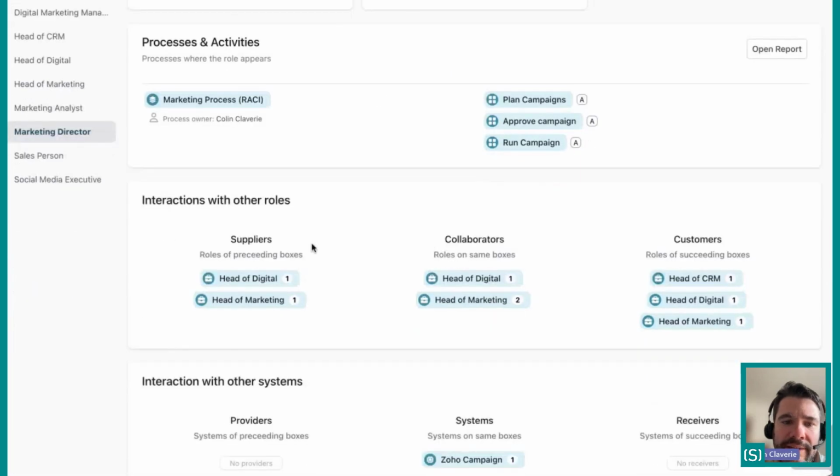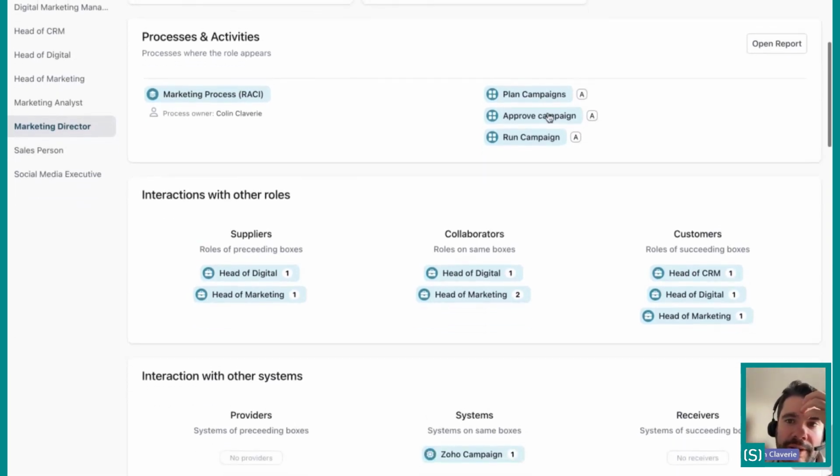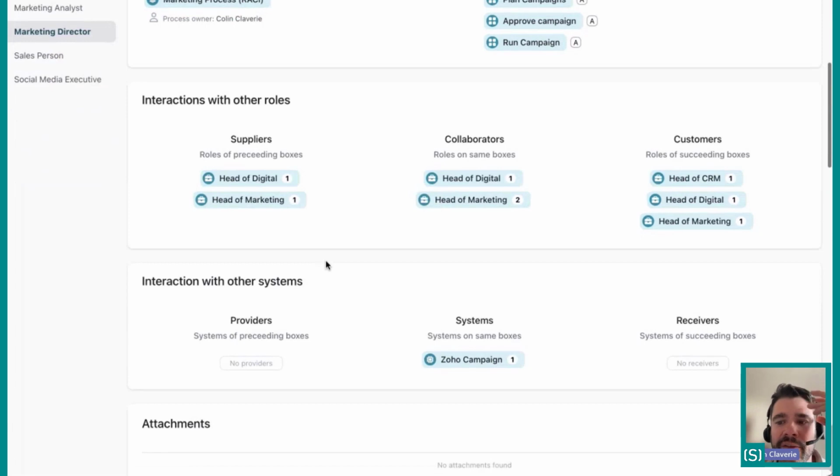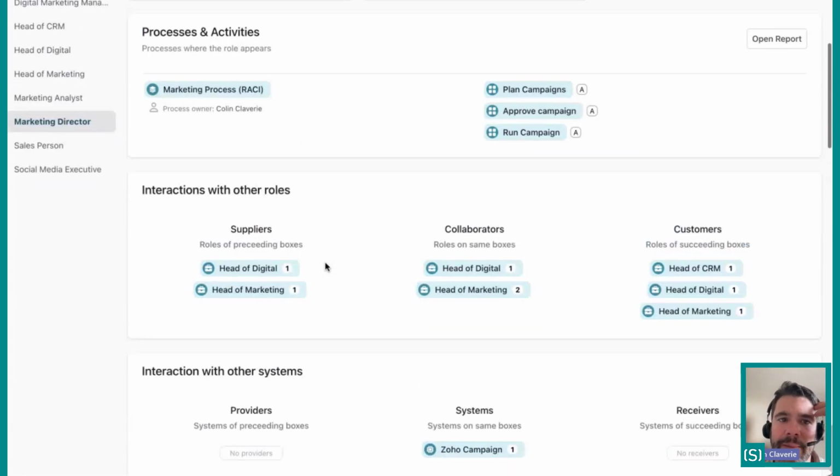When I look at the suppliers and customers, so the roles this person interacts with, I see they interact with other people that are head of the marketing. So we can see already that it's a political role, in quotes, someone that deals with decision making, with managing, working with the other heads of departments. That informs me on the kind of person I want to recruit for this job.